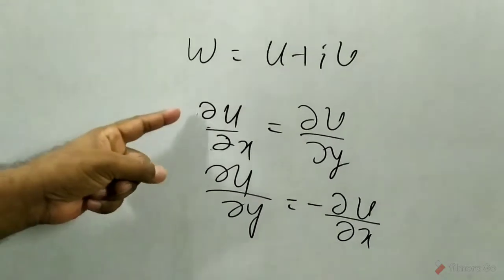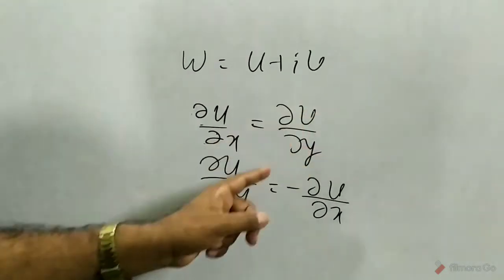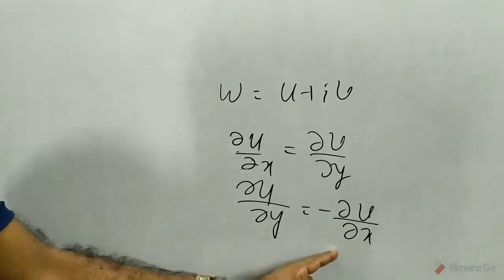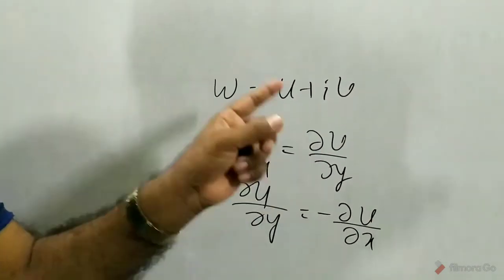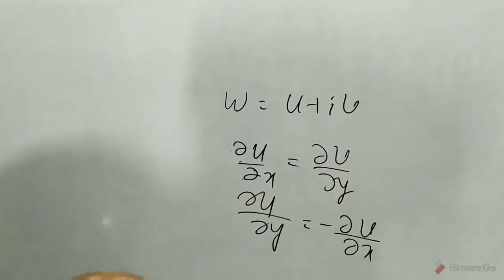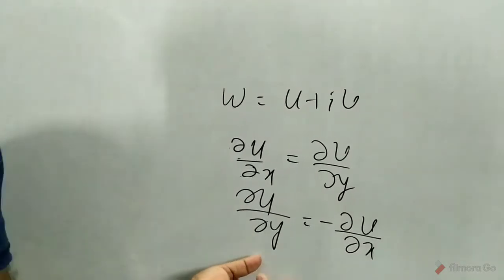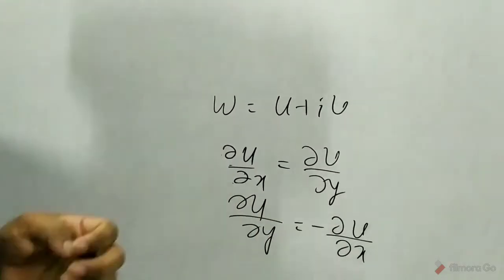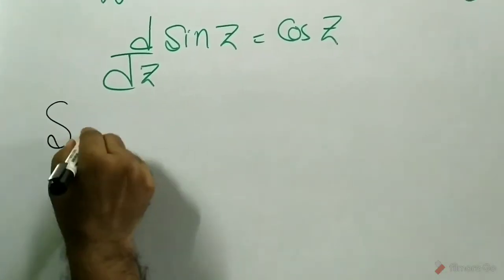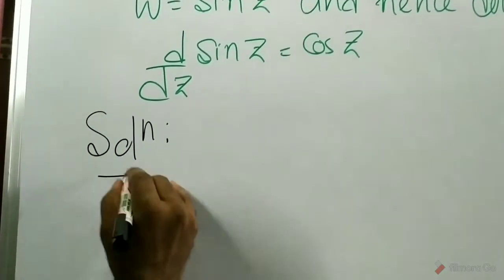then w equal to u plus iv is called analytic. This is called the Cauchy-Riemann equation. Now we want to prove this: del u/del x equal to del v/del y, and del u/del y equal to minus del v/del x. So the solution starts. This is a very easy problem.